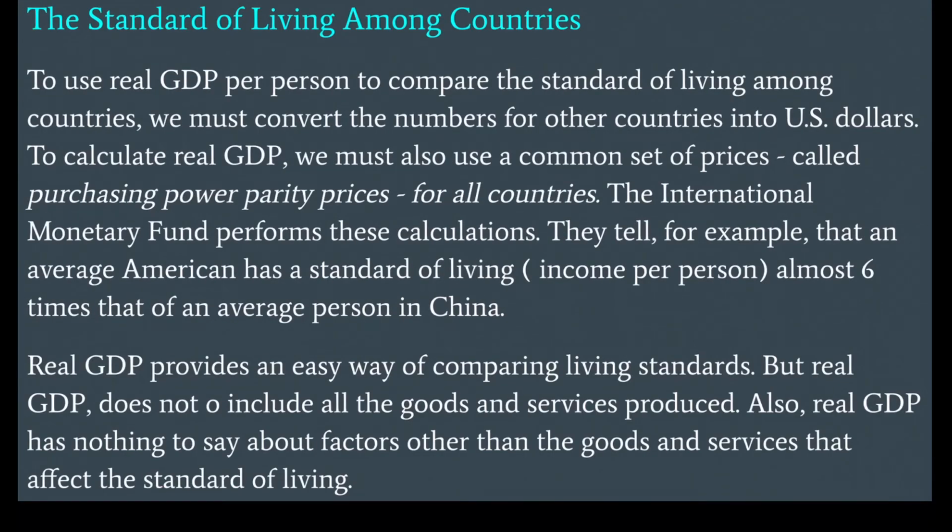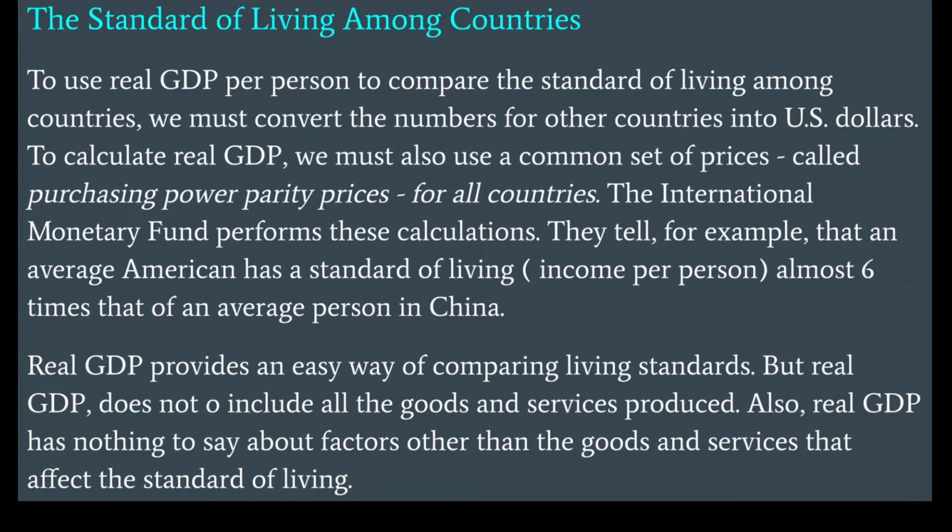The standard of living among countries. To use real GDP per person to compare the standard of living among countries, we must convert the numbers for other countries into US dollars. To calculate real GDP, we must also use a common set of prices called purchasing power parity prices for all countries. The International Monetary Fund performs these calculations. They tell, for example, that an average American has a standard of living income per person almost 6 times that of an average person in China.